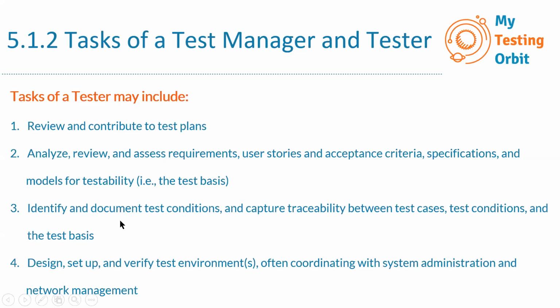Number 3, identify and document test conditions and capture traceability between test cases, test conditions, and test bases. Okay, so traceability, as we already covered in quite detail earlier, is the responsibility of a tester, to document all the test conditions. It might be that they are just documenting the test cases, and maybe they are just mapping the traceability between the requirements and the test cases. So it depends on whatever the test bases are, then mapping them with the conditions and test cases to identify if there are any gaps, and then they can cover those gaps as well.